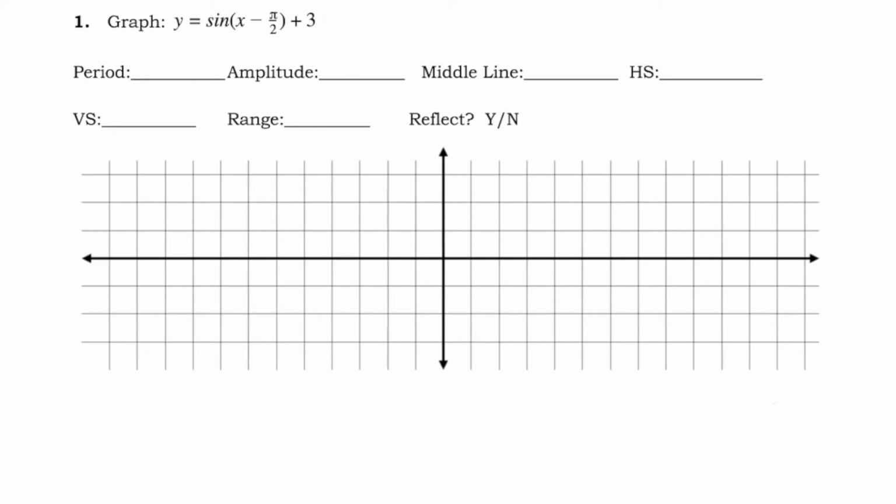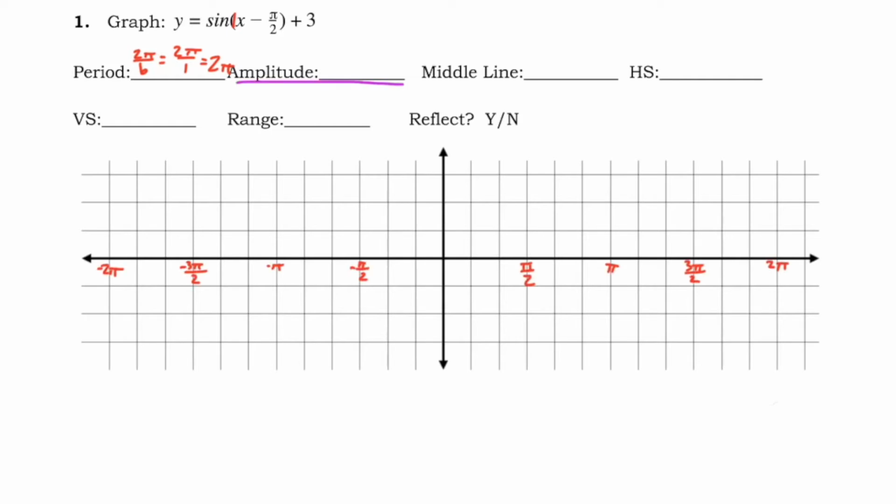And when I have to graph something that has multiple transformations like this, I like to answer all these questions first because that helps me get an idea of what the graph is going to look like. In the last video, we learned that the period was 2 pi over b, and in this problem, the b value is just 1. So this would be 2 pi over 1, which is just 2 pi. Knowing the period helps me label the x-axis because I know how far it's going to go. And remember, we like to go 12 grid lines out and label that 2 pi, or whatever the period is.